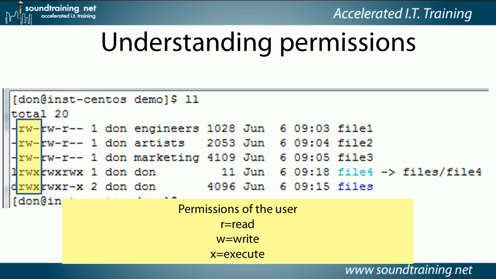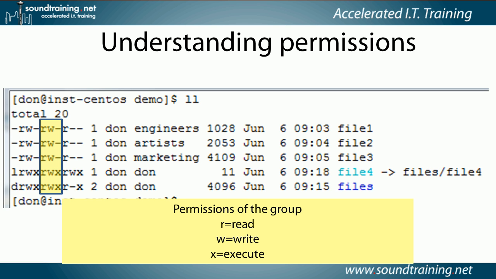Now continuing on, the next three columns are the permissions of the user. So the first three files for the user have read and write permission enabled, but not execute. The fact that the third column is a hyphen means that the execute is not enabled. Now at the bottom, for the symbolic link for file 4, all three permissions are enabled. So the user has read, write, and execute, and same thing for the directory, read, write, and execute.